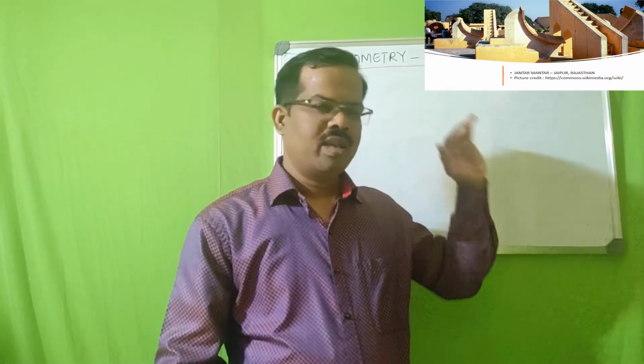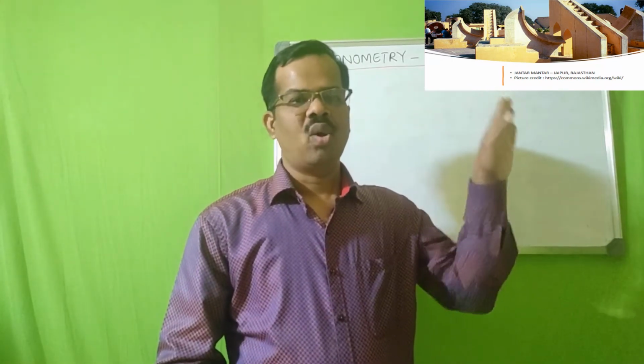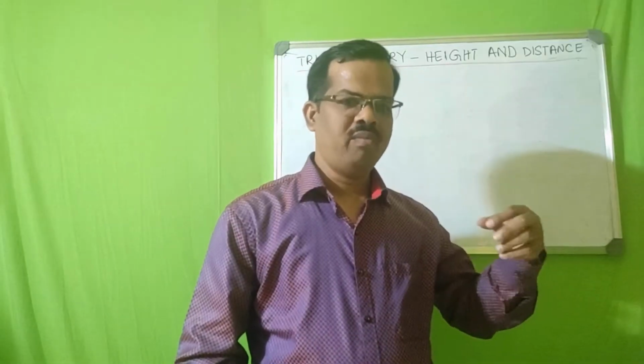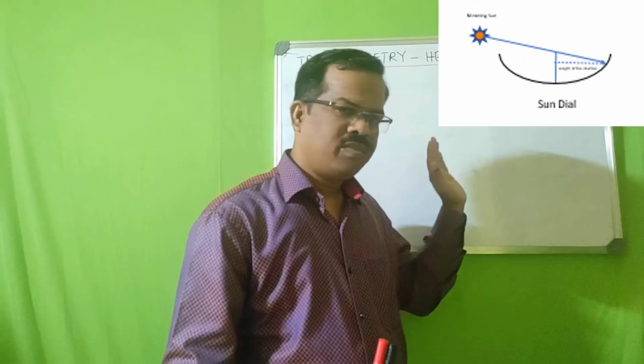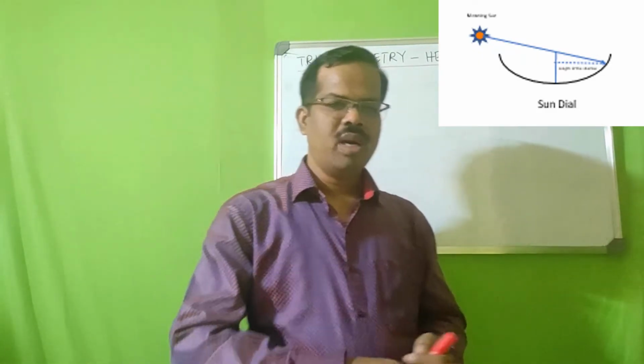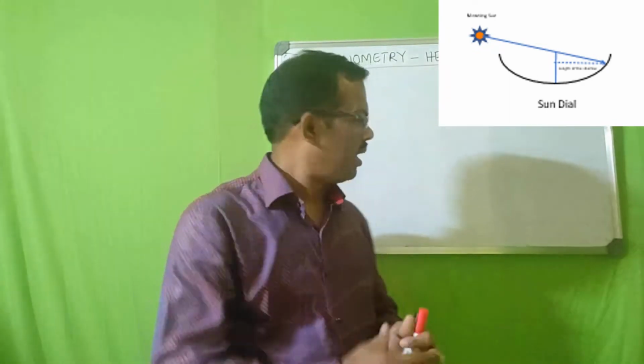Look at the diagram carefully. The sundial has a semicircle base, and in the middle there is a straight concrete structure. Now we will put it in a pictorial form, in a very simplified form. Semicircle I have represented, and then I have represented the middle portion as a straight line.